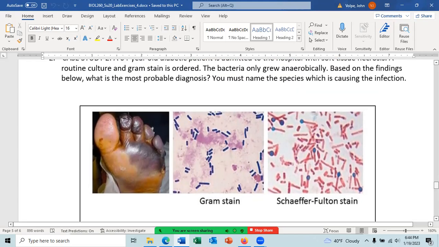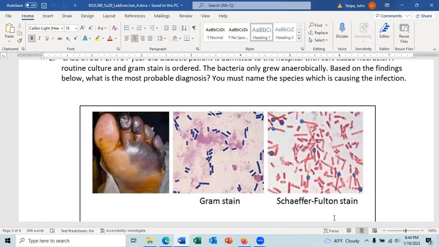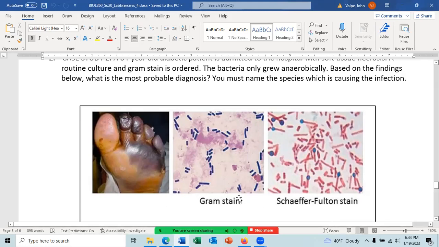Questions? I think I got it. All right. I was just making sure that there's something to read about it in the module, and it's not just Google-based answers. The gram-positive rods, probably the anaerobic bacteria, let me stop my share, is in the lab module. I think the Schaeffer-Fulton stain is in the lab module, but you might have to Google that one.